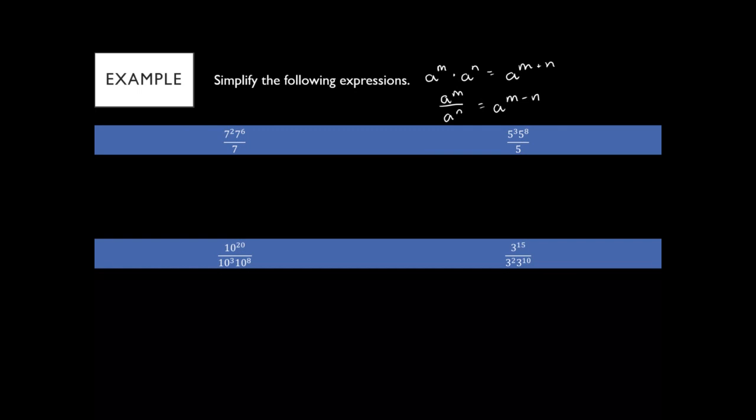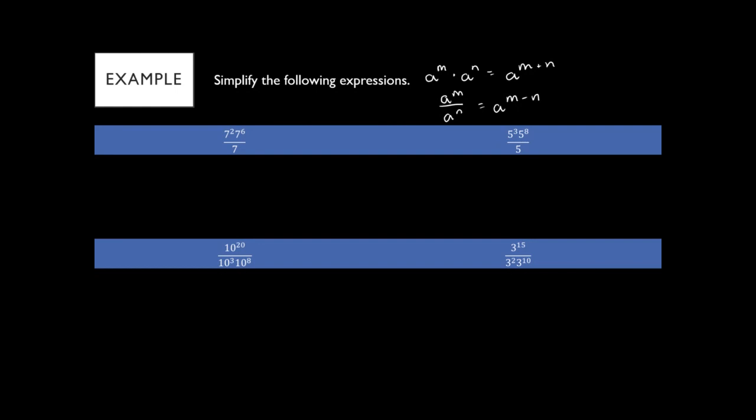So top left here, we have 7 squared times 7 to the 6th over 7. So the general rule is that you need to do your multiplication pieces first before you do the fraction pieces. So we need to combine the top parts of that fraction first, and then take care of the denominator. So for the top, we're adding those exponents together. So that's going to be 2 plus 6 that we're going to get on top. Now on the bottom, I just have a 7 and there's no exponent, so I'm going to give it a 1. Because that will allow us to work with these rules.